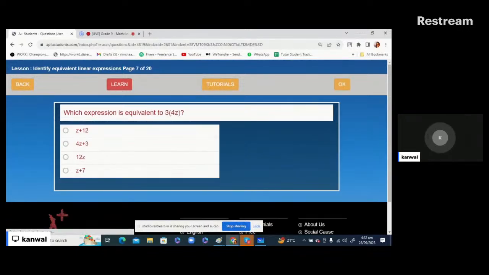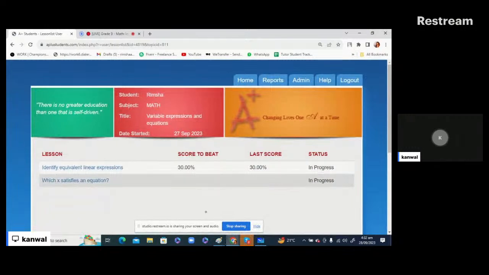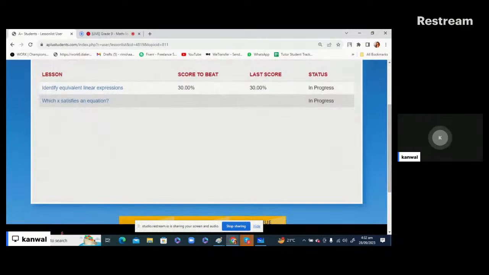Hope you guys understand this variable expression and equation lesson. Identify equivalent linear expressions. Now let's do the next lesson for that. Which x satisfies an equation? Okay, let's do that one.